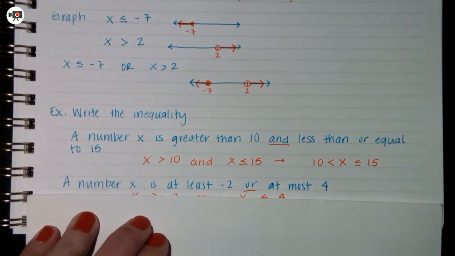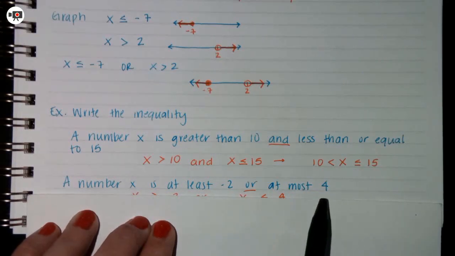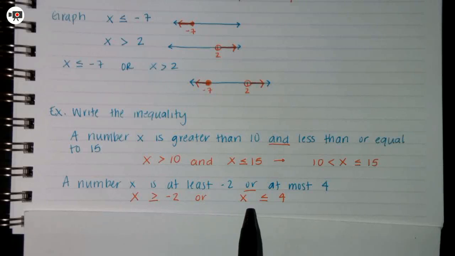And now we have a number x is at least -2 or at most 4. We would say this is x is greater than or equal to -2 or x is less than or equal to 4.